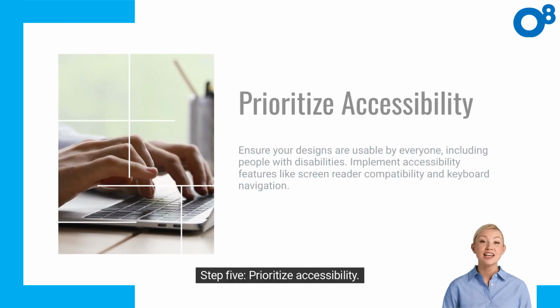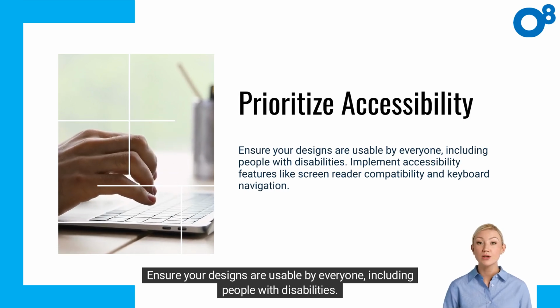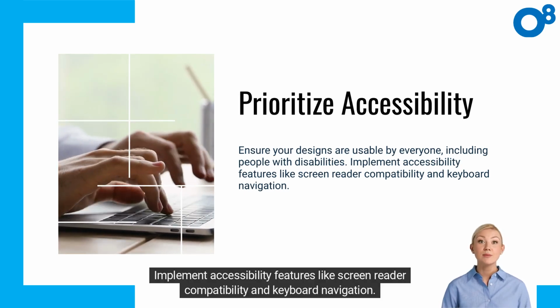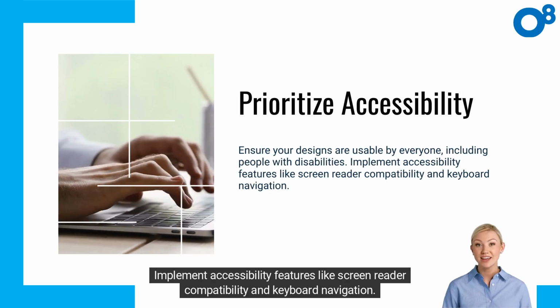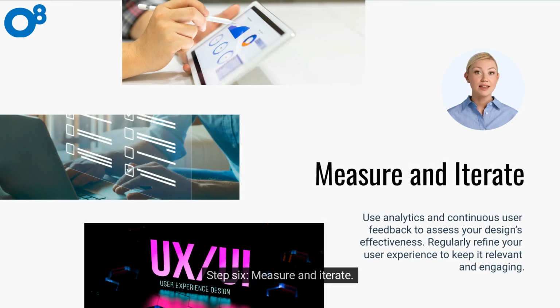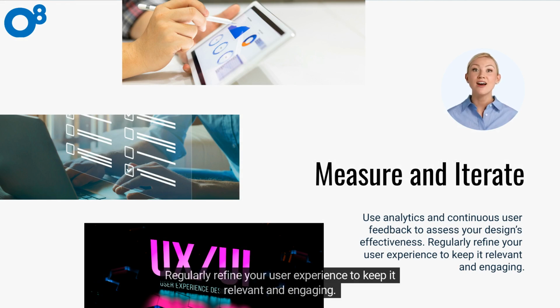Step 5, prioritize accessibility. Ensure your designs are usable by everyone, including people with disabilities. Implement accessibility features like screen reader compatibility and keyboard navigation. Step 6, measure and iterate. Use analytics and continuous user feedback to assess your design's effectiveness. Regularly refine your user experience to keep it relevant and engaging.